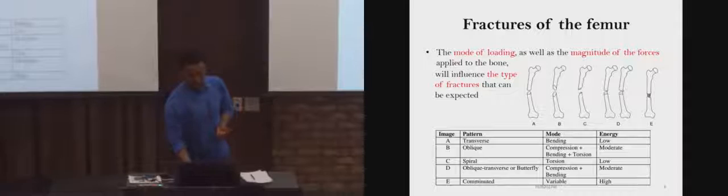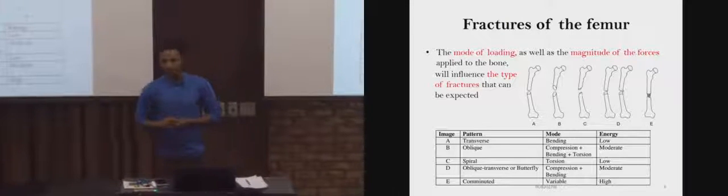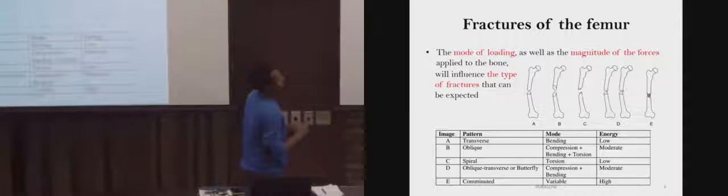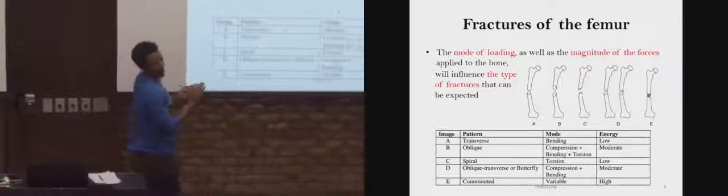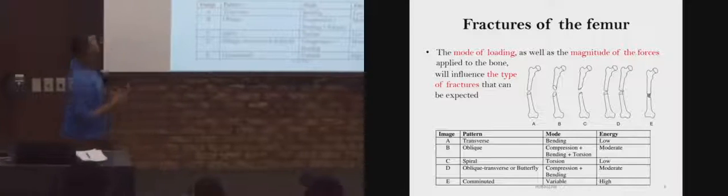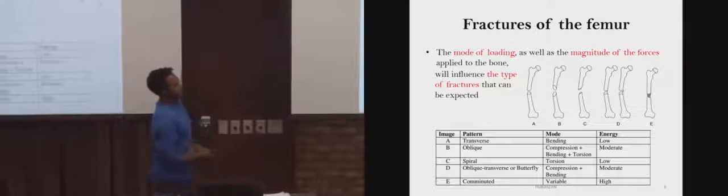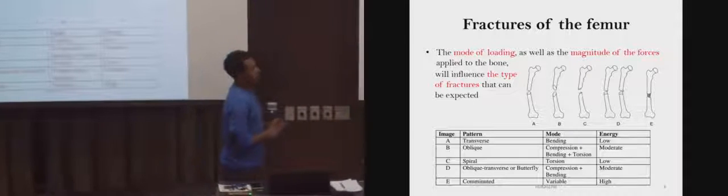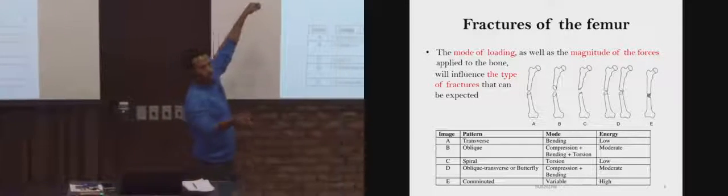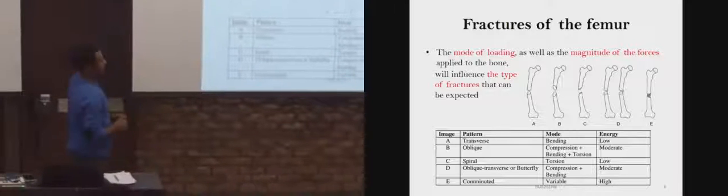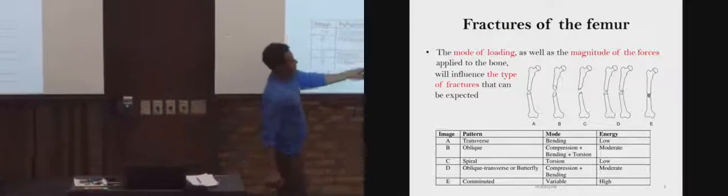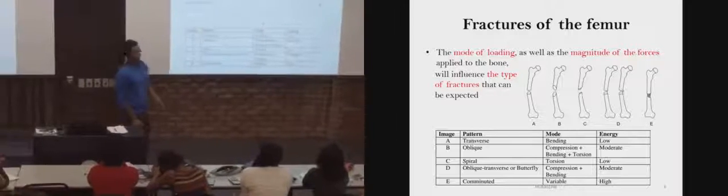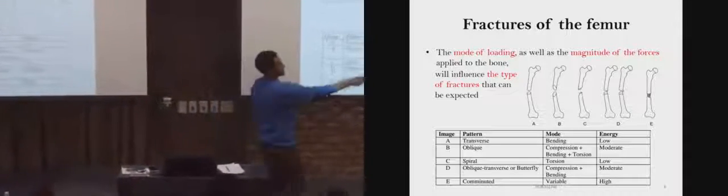So according to the load, bone may fracture or break in different kinds of modes. The mode of loading or the mode of force application determines the type of fracture. The loading and the magnitude of the force determine the kind of fracture. For example, bending with low energy may result in a transverse kind of fracture. This is a transverse fracture.